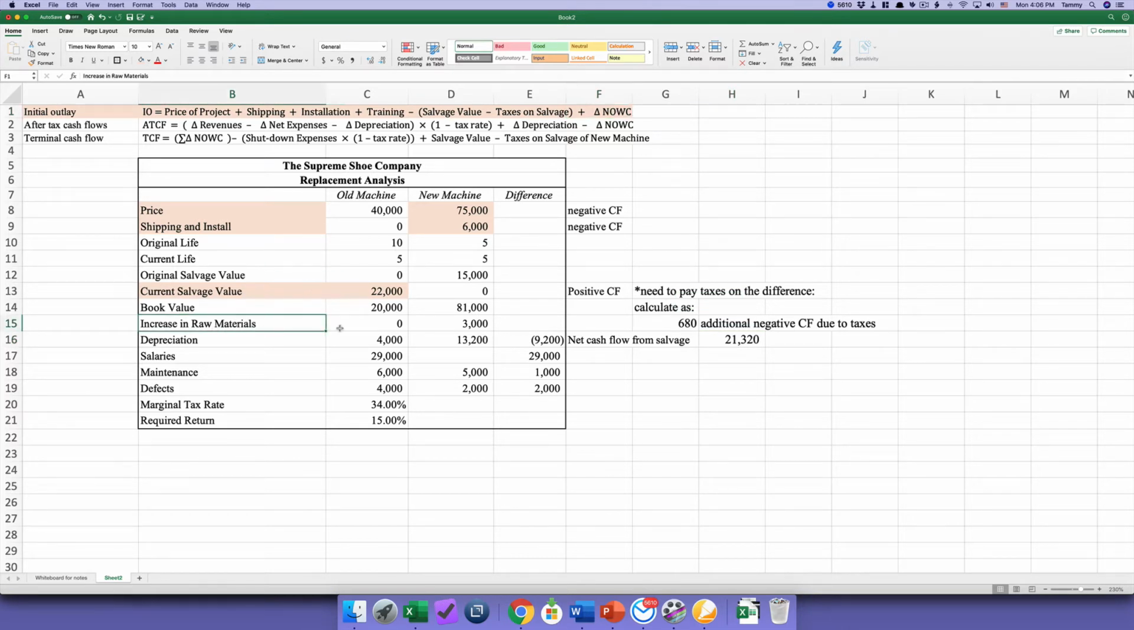Okay, what that means is that because this machine is more efficient, we wind up having to buy more raw materials in order to be able to use it properly. So that is another negative cash flow, which we're representing as a positive number here. So the net initial outlay.